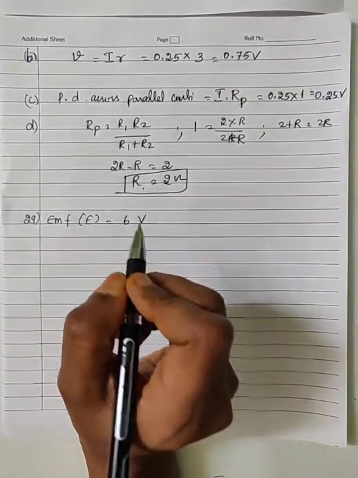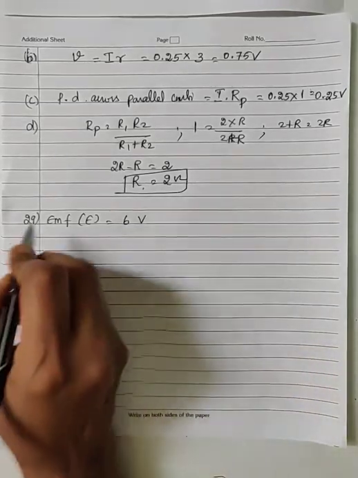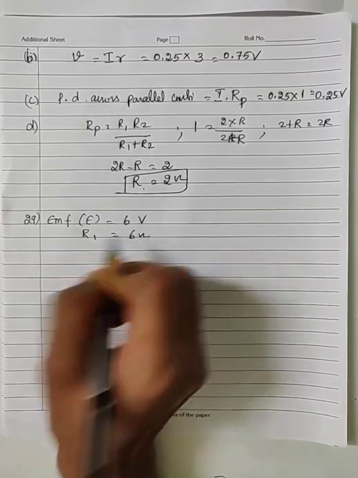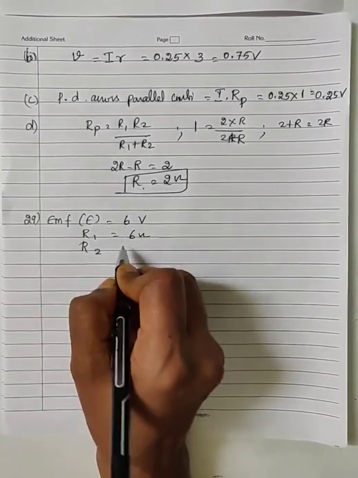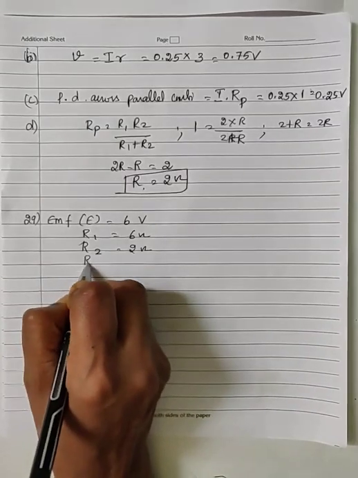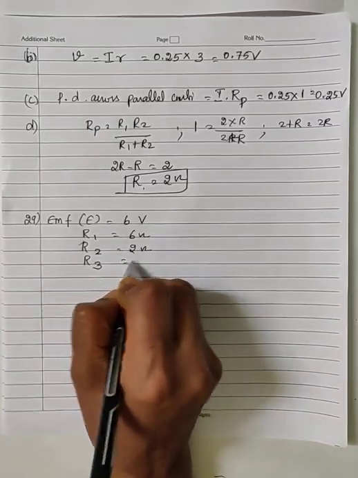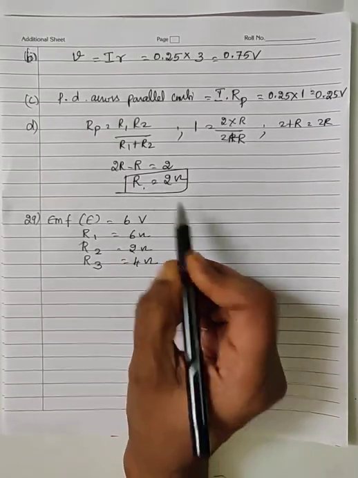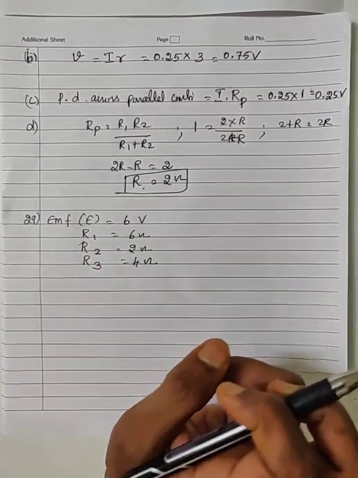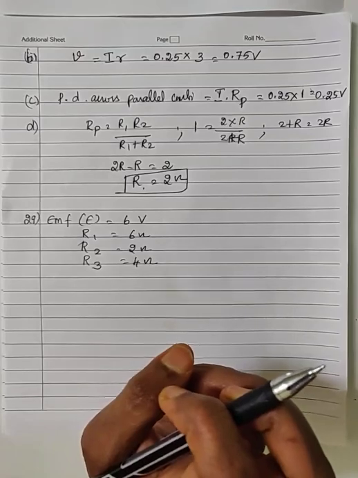Yes, here also the circuit diagram is given. The value of the resistor R1 is given as 6 ohm, R2 is given as 2 ohm, the value of the resistor R3 is given as 4 ohm. Okay, these are all the data given in the question itself. You are asked to calculate the effective resistance of the circuit.